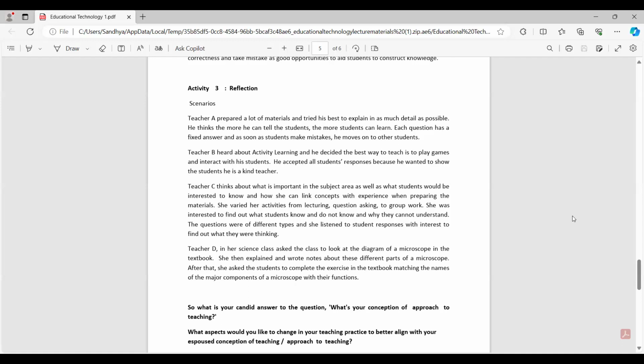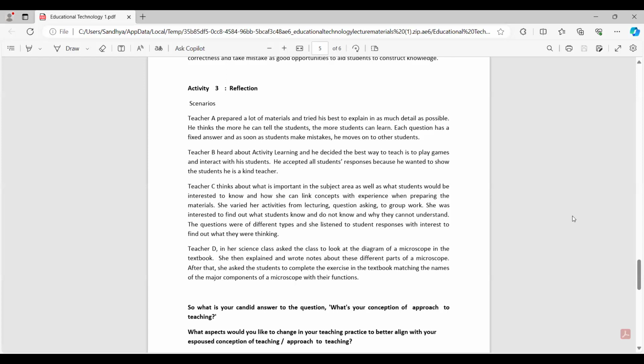What are you going to do? How are you going to do it? The difficulty level of the content that you have to teach. Based on that also, you can decide whether you're going teacher-centered or student-centered. Okay then?